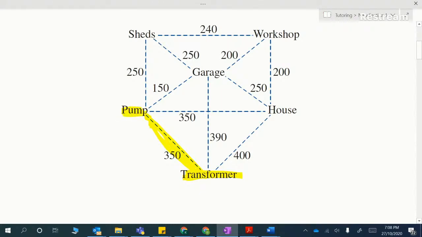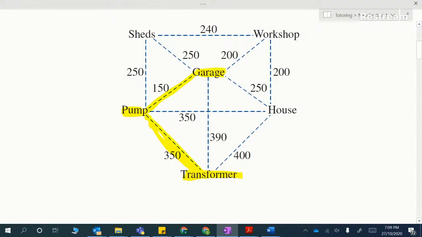So we've now got two nodes connected. That's the start of our tree. Now I look at the other nodes that are still unconnected. I've got a shed that's one step away, a garage that's one step away here and one step away here, and the house that's one step away. I want to pick the closest unconnected node and connect it to the tree I'm making. In this case, I've got 400 here, 390, 350, 150 or 250. So obviously this is going to be the closest connection.